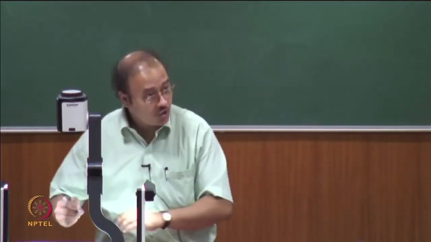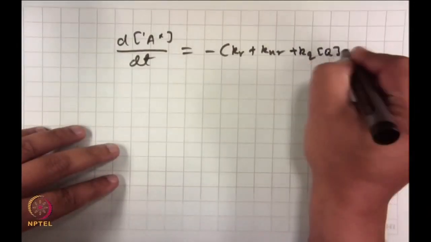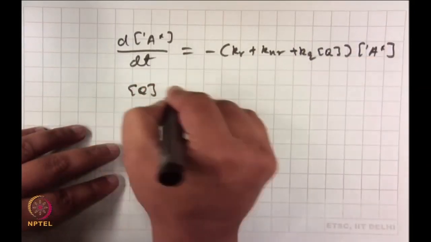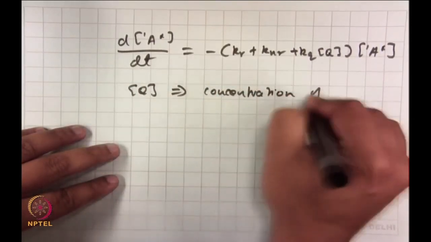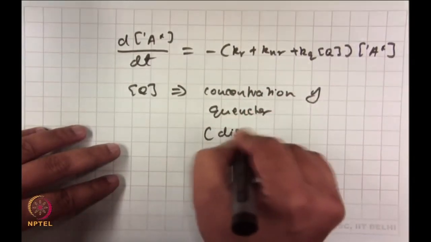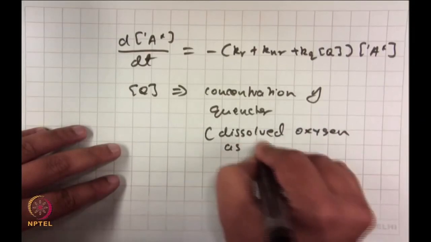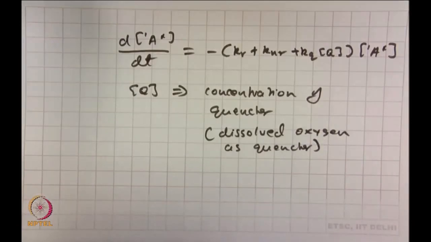So therefore, if you have dissolved oxygen, I can write it as plus kq times concentration of Q times 1A star, where Q is the concentration of quencher, and here we are talking about dissolved oxygen as quencher. That means apart from kr and knr, you have another rate constant which is coming in.